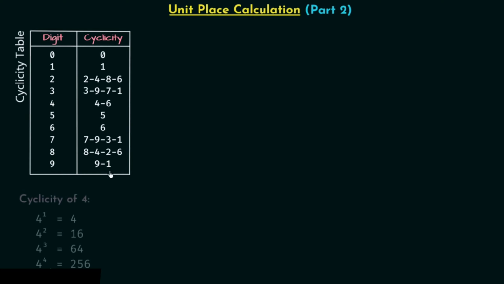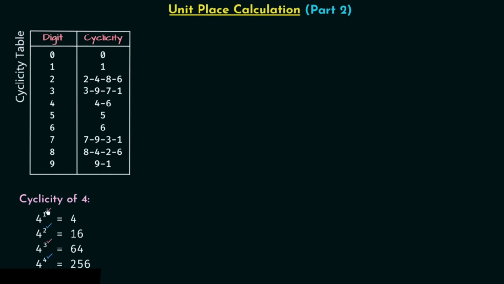Now when we focus on cyclicity of digit 4, we can see that for the increasing power of 4, we are getting 4, 6, 4, 6, 4, 6 and so on as the unit digit. And from this we can say that whenever the power of 4 is odd, like here we have power equal to 1 which is odd, and here also the power is odd which is 3, the digit at unit place is equal to 4. Similarly, when we focus on the even powers, we can see that the unit digit is equal to 6.